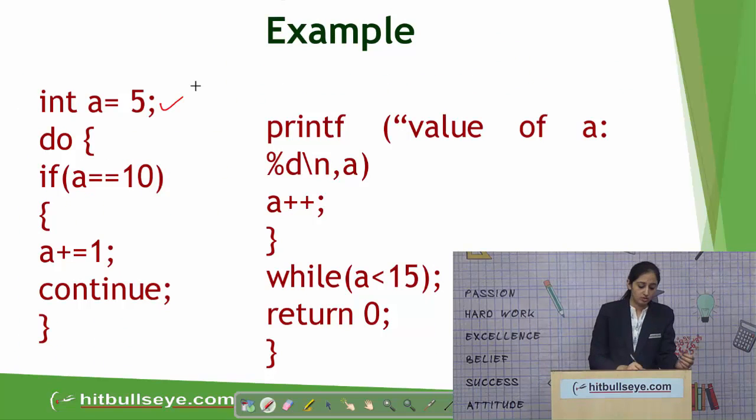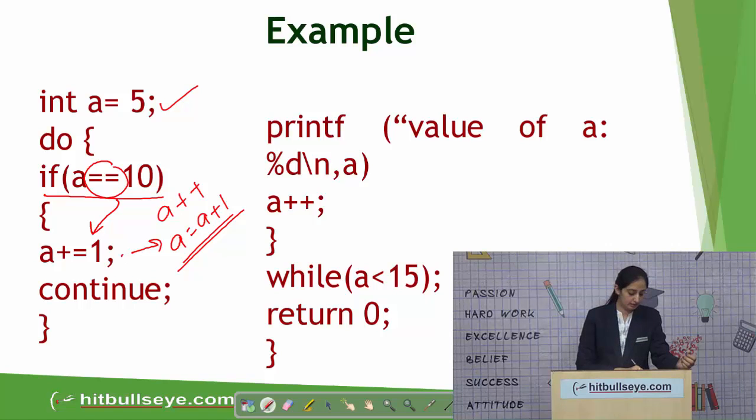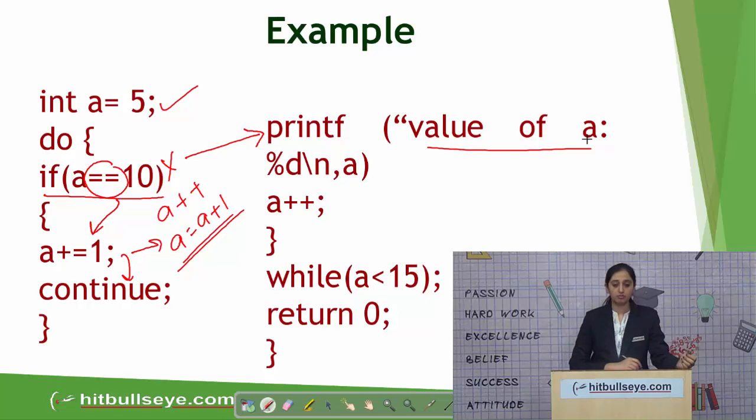See what is going to happen: int a is equal to 5. Again the local variable definition is there. Do loop will start, if a is equal to 10. This means equal to, right? So if a is equal to 10, then the if block will execute and the value becomes incremented by 1, and then continue, right? But if this statement is false, it will directly go for this printf statement, right? The value of a will be printed, and then incrementation, and after that the while loop condition checking.